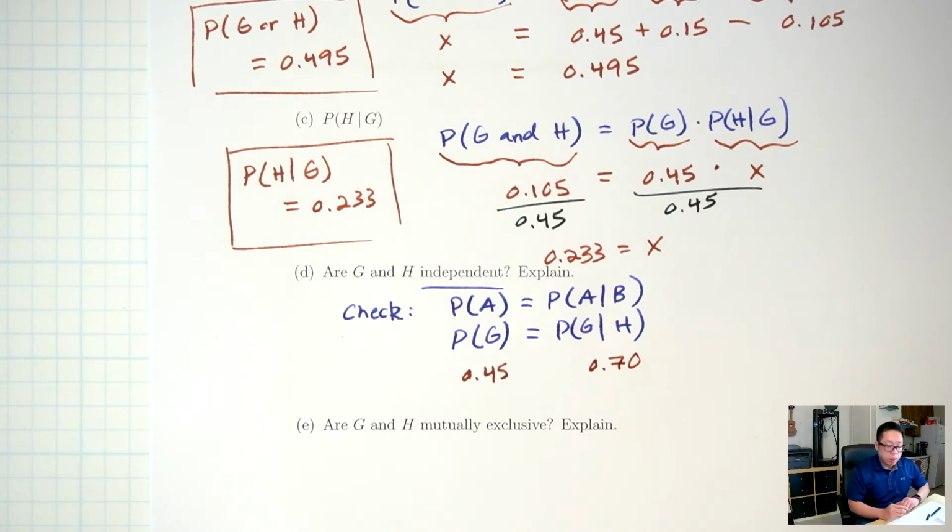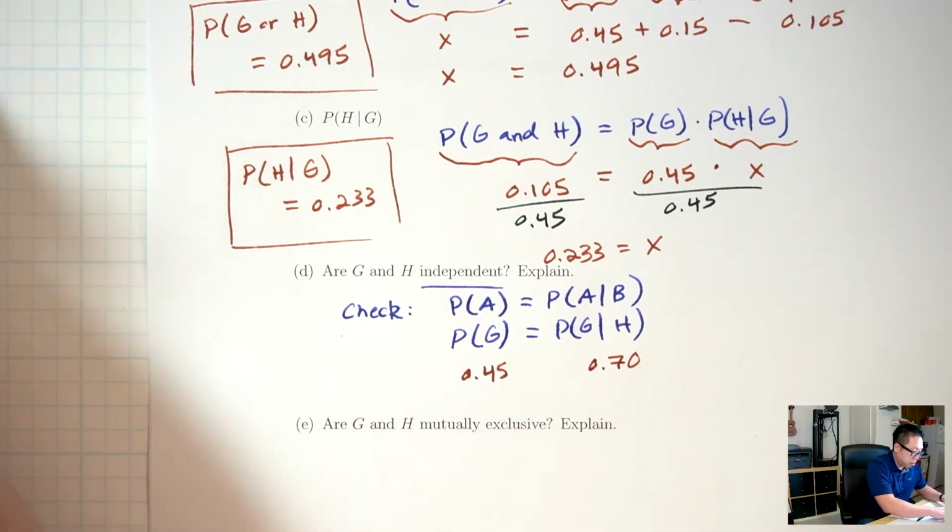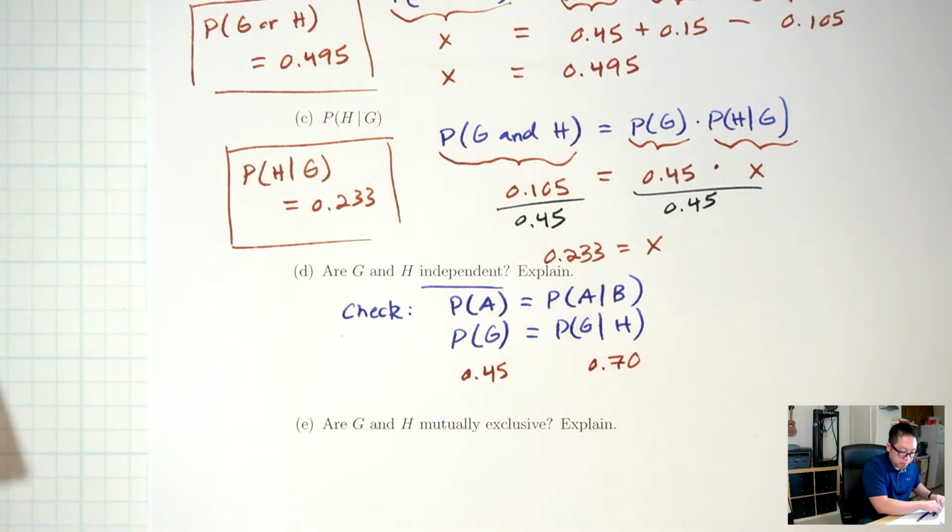Okay. If they're equal to each other, they're independent. If they're not equal, they're not independent. Obviously, these are not equal. So our conclusion here is that they are not independent.